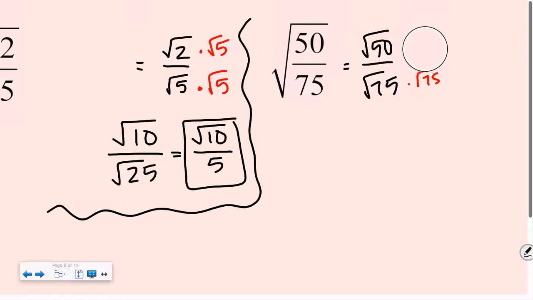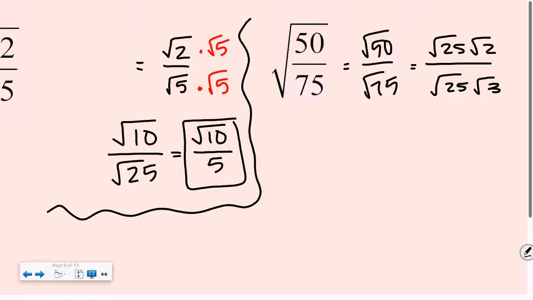So instead of rationalizing, you can look to break these apart using your perfect squares. So the square root of 50, what perfect square can go into 50? 25. How many times? Twice. So I can rewrite this as the square root of 25 times the square root of 2. Denominator: what perfect square goes into 75? 25. How many times this time? 3.